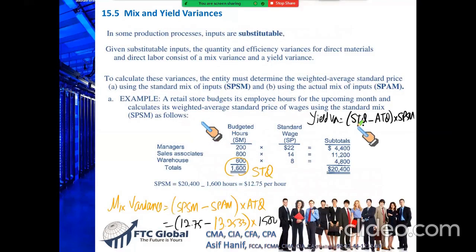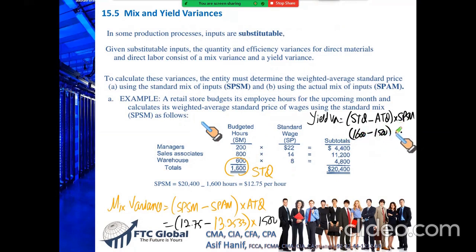Let us do now the yield variance. Standard total quantity we thought we should use was 1600 hours, but the actual total quantity we used was 1500 hours. We used less total hours than the original estimate just because we used more managers. Managers are more efficient. They take less time to do the job. That is why the total hours actual are less than the original standard hours.